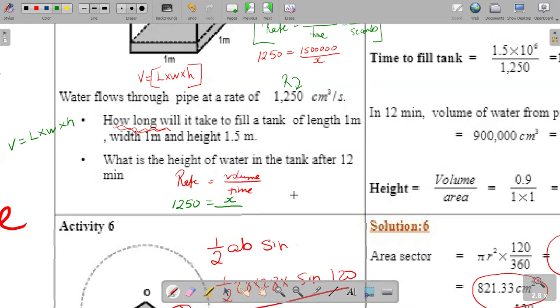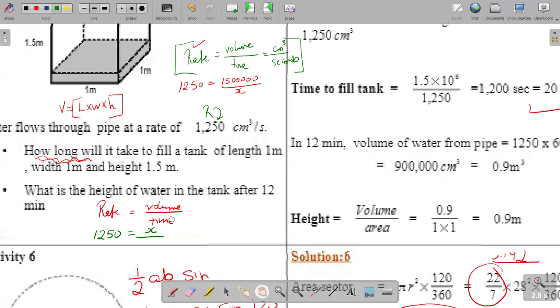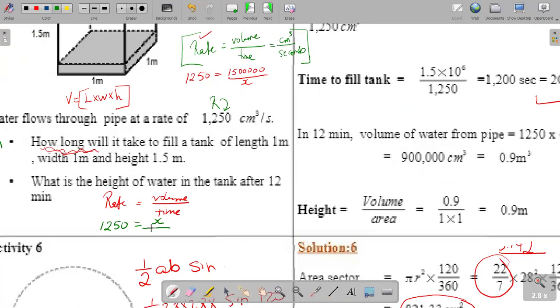They didn't give us the time. Time is 12 minutes. Do we use 12? Should I just put 12 in here? That's a serious question. Everybody, let's go. Yes or no? Do I just put 12 in here? I have to change it to something, but what do I have to change it into?